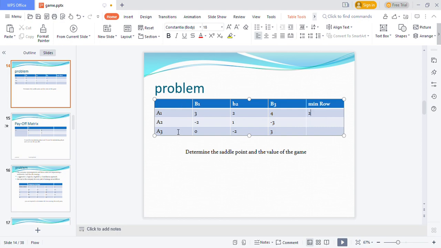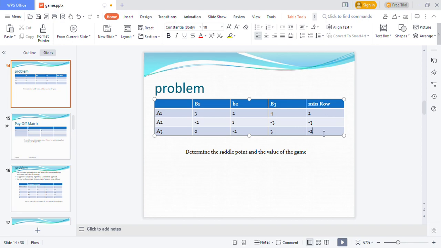And then we come to strategy A2. For player A2, we have -1, -2, 1, and -3. So we go for the minimum, which is -3, the worst. Then for the next row, 0, -2, and 3, the minimum is -2. You select the worst possible payoff for each row, and you get the row minimums.